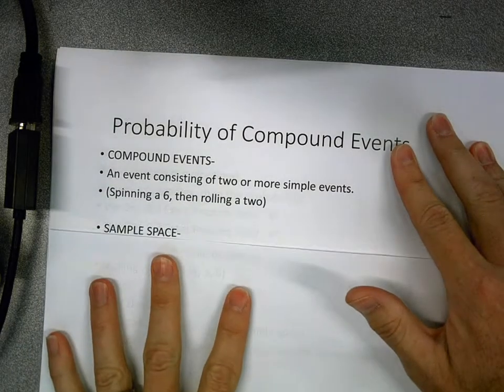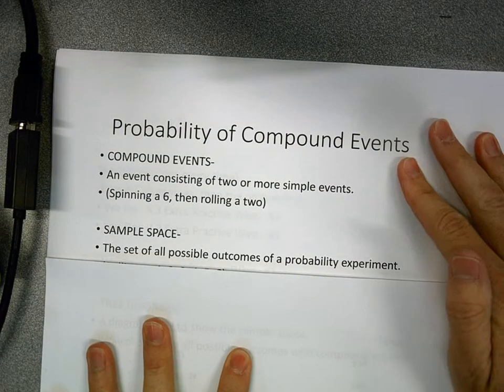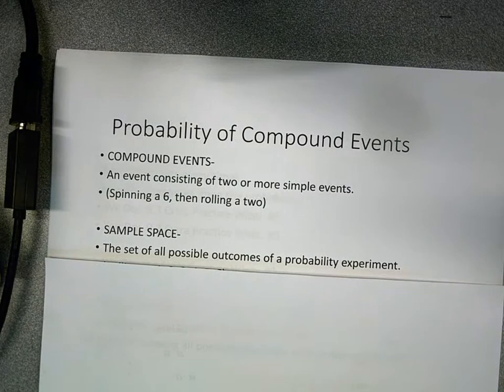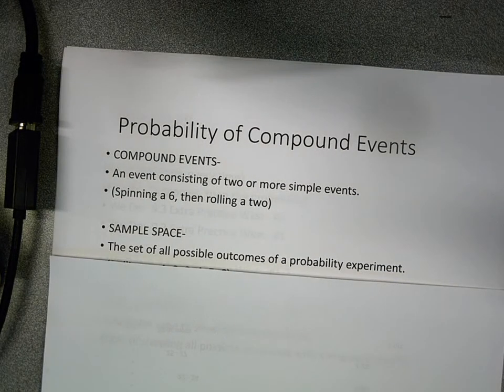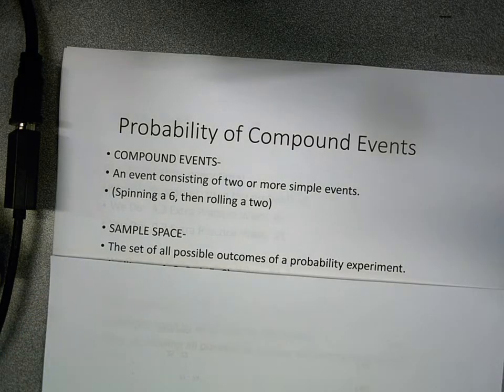All right, our next phrase is sample space. The book says it's the set of all possible outcomes of a probability experiment. Yesterday we had a spinner with numbers 1, 2, 3, 4, 5, 6 on it. That was the sample space, all the possible outcomes that you could spin. With compound events, it gets a little more challenging, so we're going to talk about that.